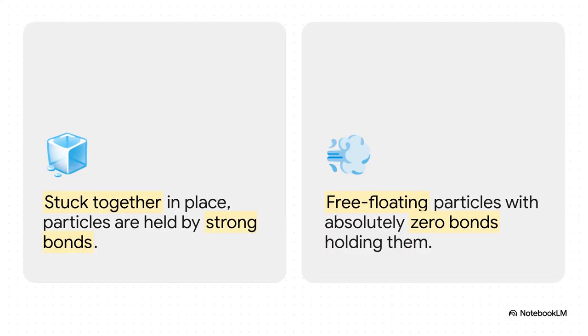Think about H2O. In a solid state, like ice, the particles vibrate, sure, but they're strongly held together. They're stuck in place by really robust bonds. But in a gas, like steam, those particles are completely free-floating, with absolutely zero bonds holding them back. It's crazy because the material itself hasn't changed at all, right? It's just the internal architecture of its energy that's shifted. This perfectly illustrates how the exact same material can have completely different physical properties just based on whether its particles are locked up tight or floating completely free.